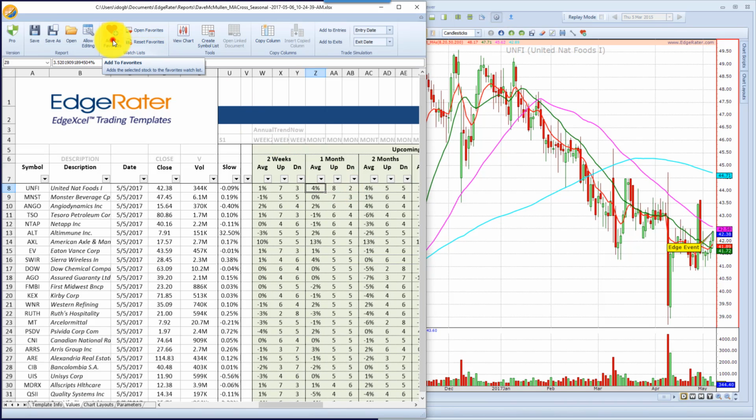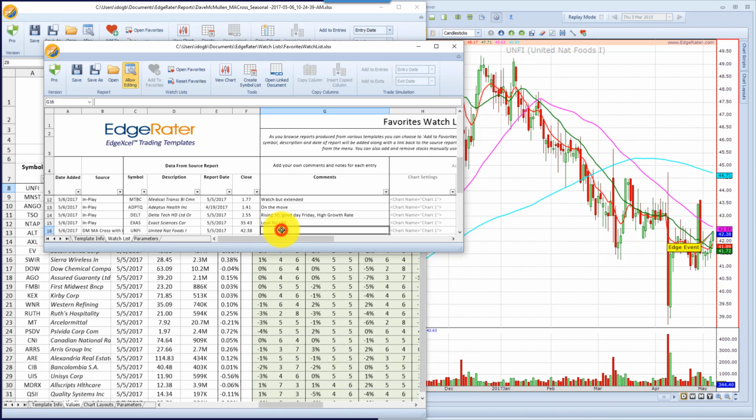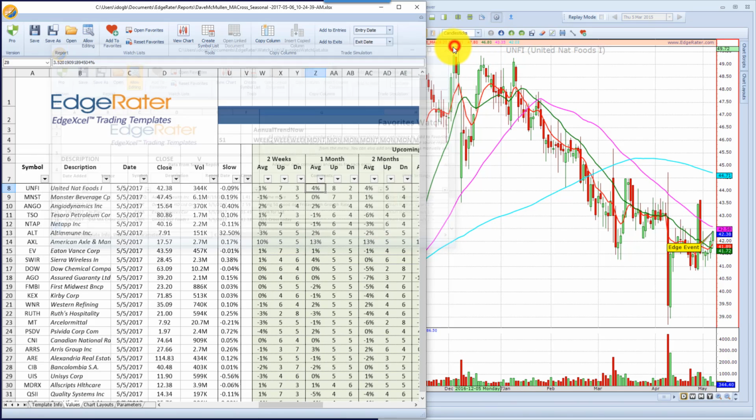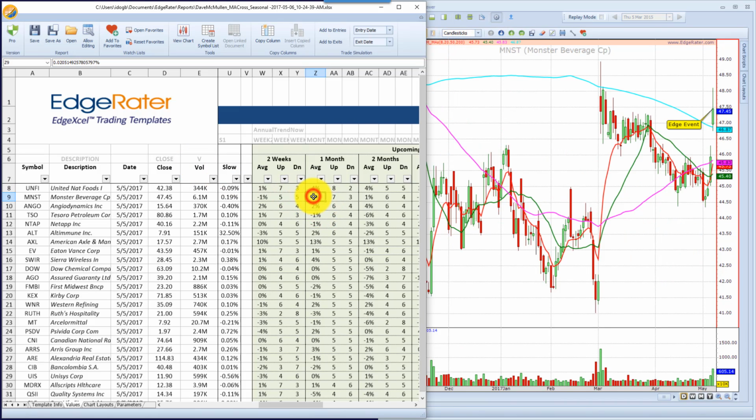This is probably the only one I'm going to add on here. So it tells me this has come from the moving average cross with seasonality template, and I'm just going to say MA cross today. We know that already because that's the template it came from, but I'll just make a note in there anyway. And I'll come down through this list and maybe take a look at some others.